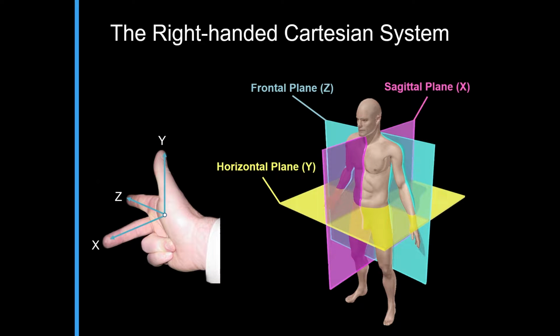You have the XYZ coordinates as far as vectors are concerned, but you also have the different plane lines. When we reference the X-ray views themselves, it's based on the planes, not necessarily the vectors, because that can get a little confusing.